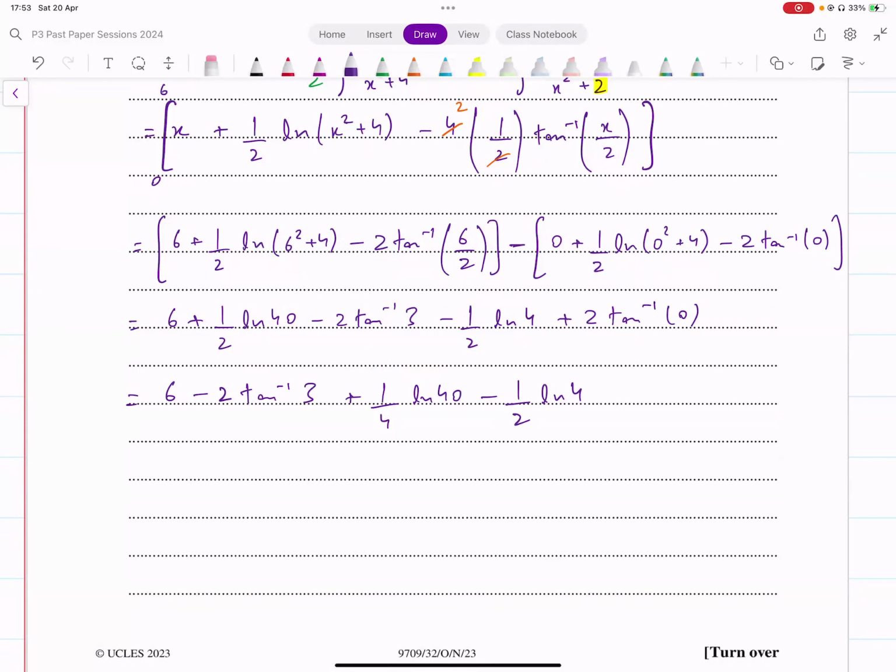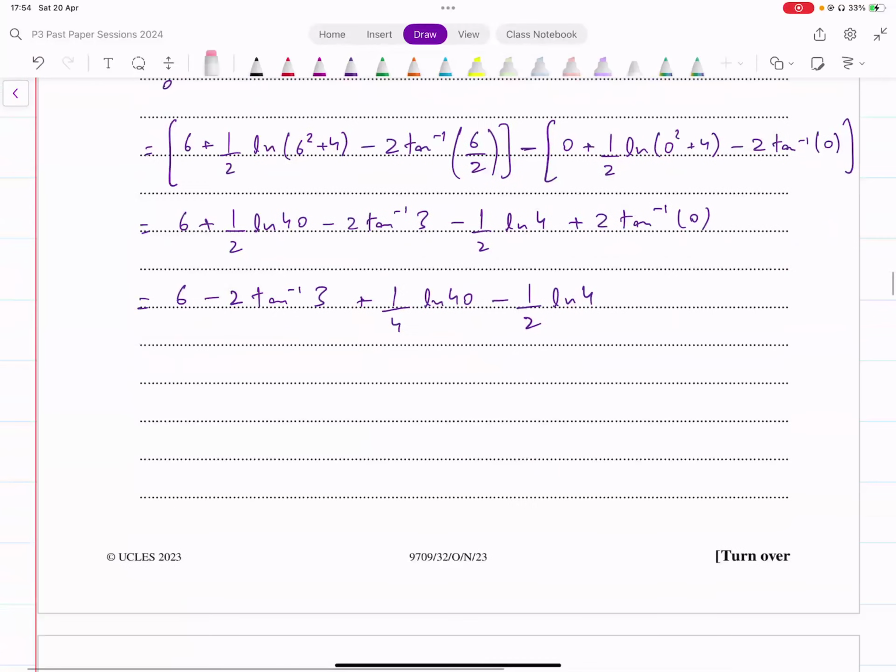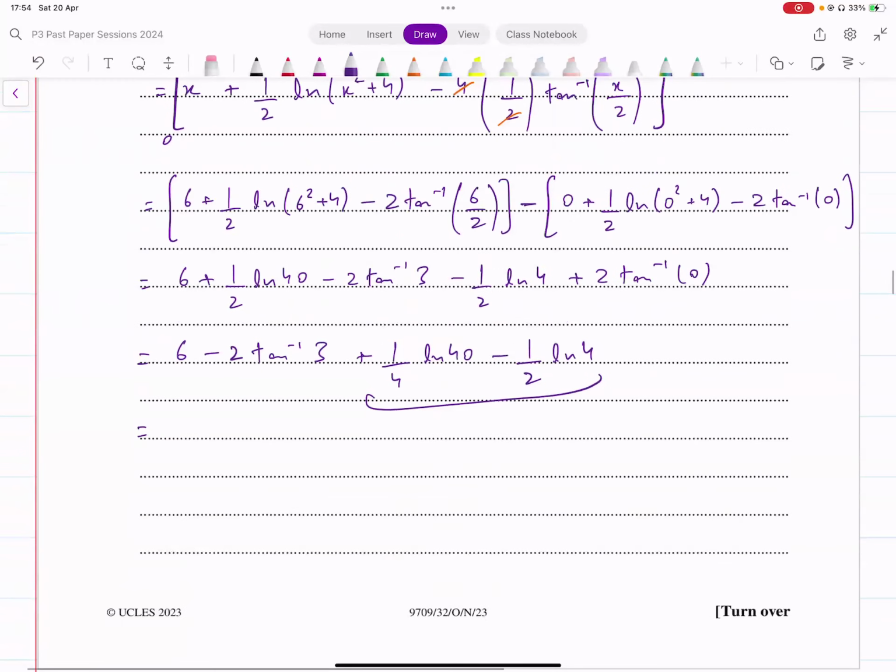Ln terms divide, but we can't do that right now because this is 1 over 4, this is 1 over 2. So we can't really do that. We need to get rid of these numbers that we've got outside. Remember, our final answer has to be written as a single ln term. These are multiple ln terms. How do we combine them? We can't use the division law right away. It was 1 over 2 ln 40, I'm sorry.